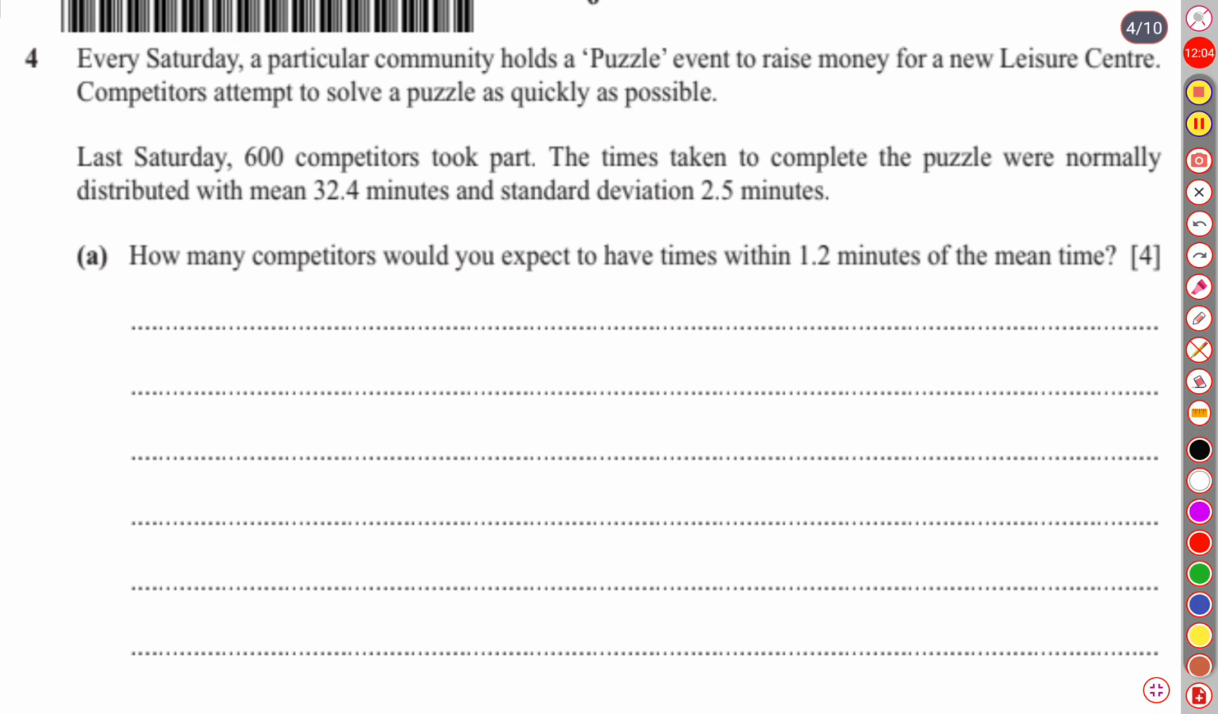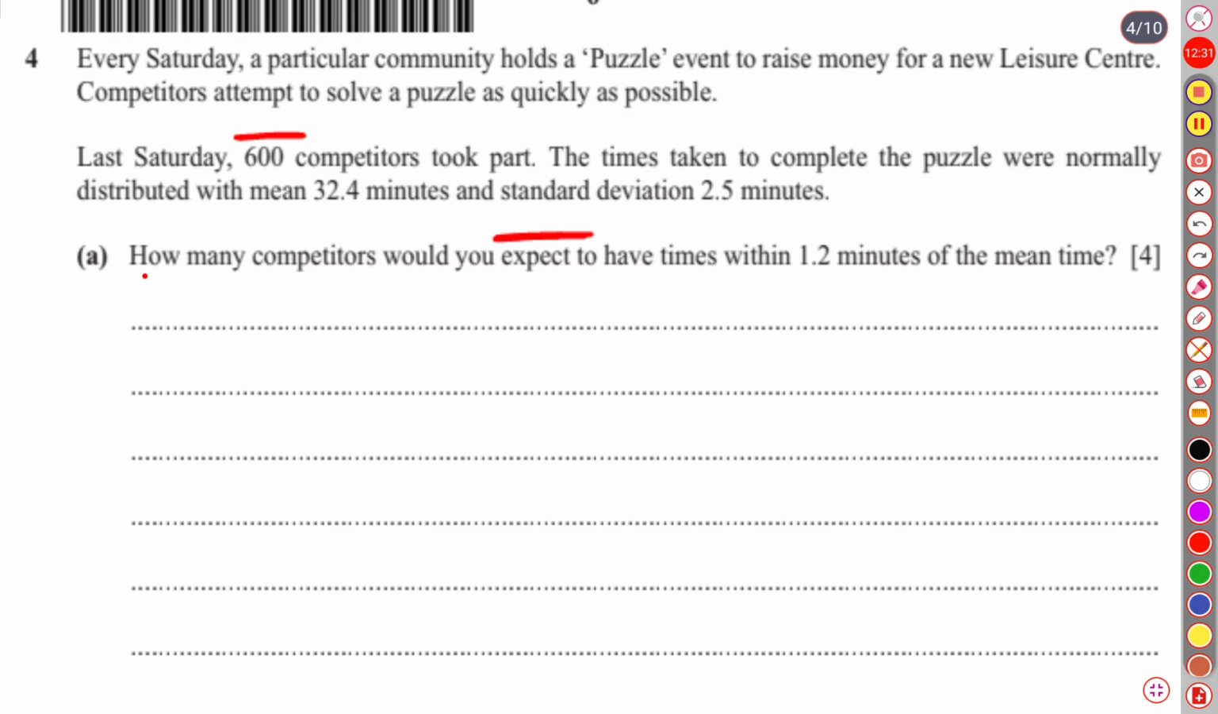This question tells us to find the expected value. Expected value means probability times the total number of experiments or competitors. So for finding probability, we don't need to find the z-score from the normal distribution table. Rather, we will find the corresponding probability.